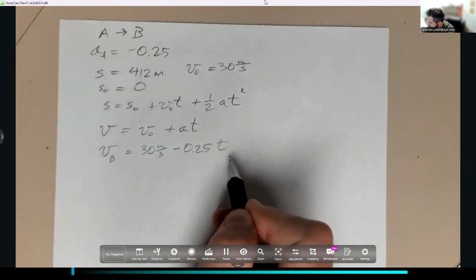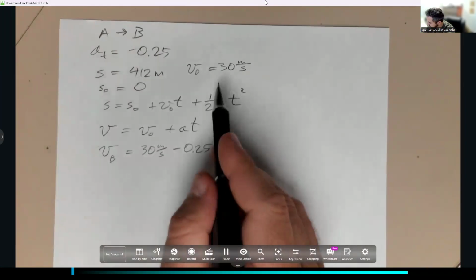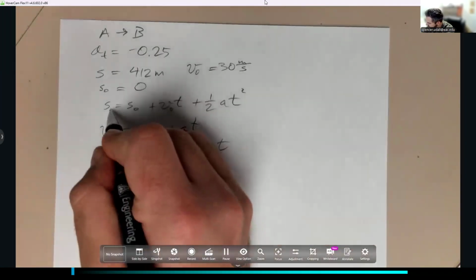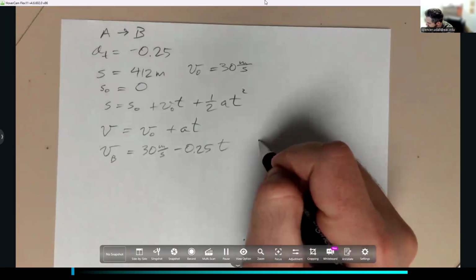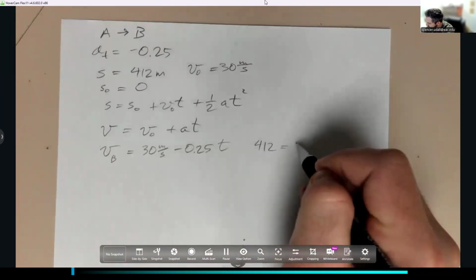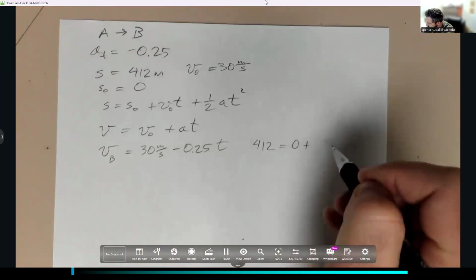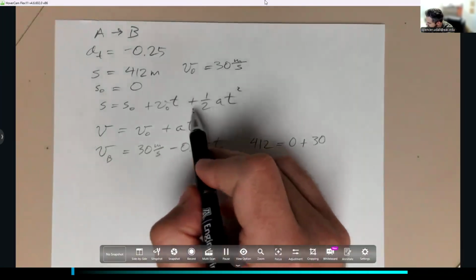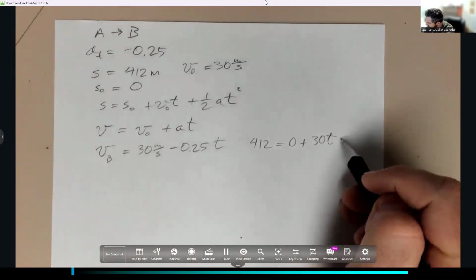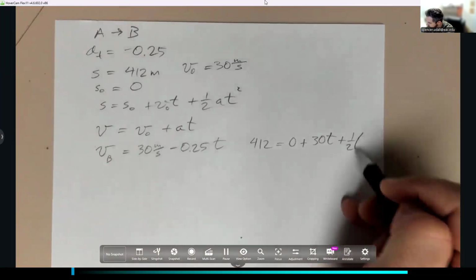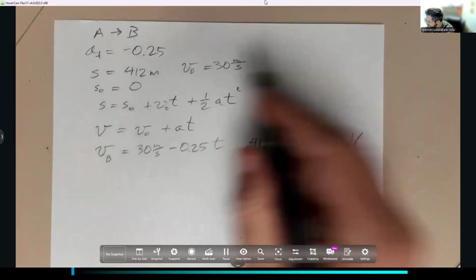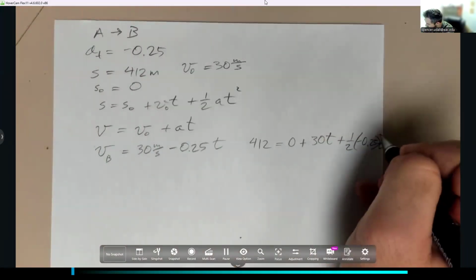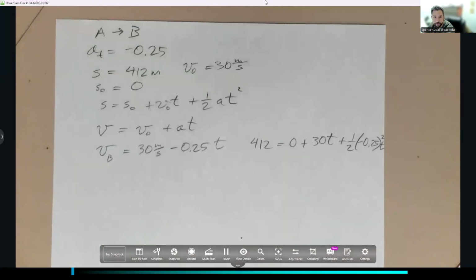well, kind of. We've got two equations with the same unknowns in it. So let's plug into this one. Let's say 412 equals 0 plus 30 T plus 1/2 times negative 0.25 T squared. Kind of ran out of room there.